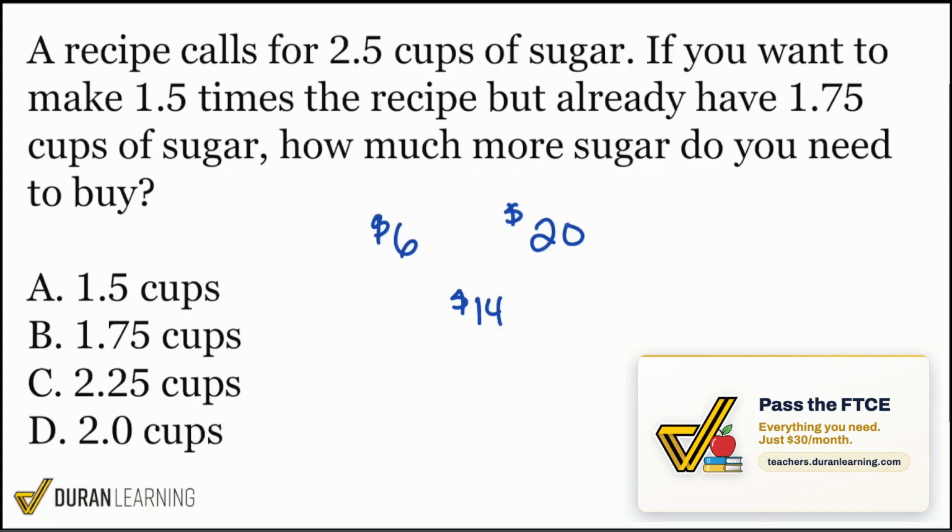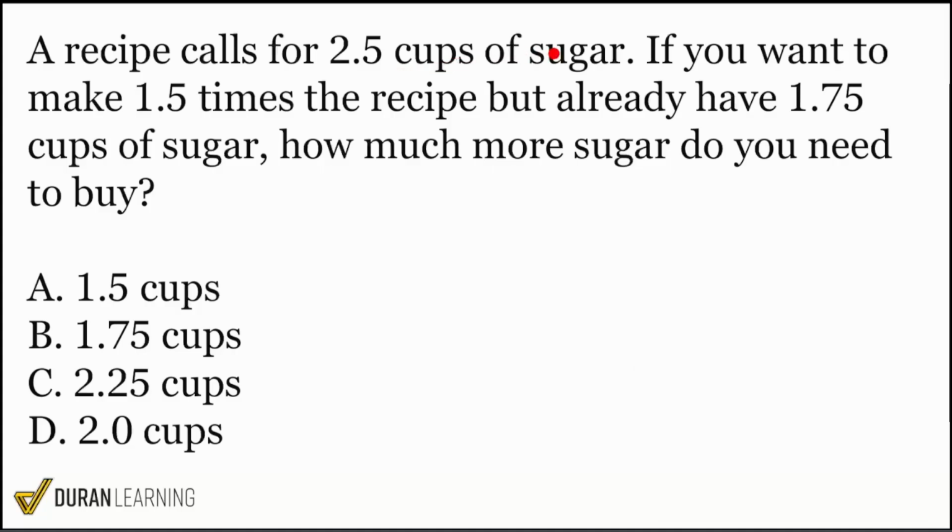So now let's go ahead and get into it then. Let's delete this, and here we go. So a recipe calls for this much sugar. If you want to make 1.5 times that recipe, and you already have this much sugar, how much more sugar do you need? Okay, everybody.